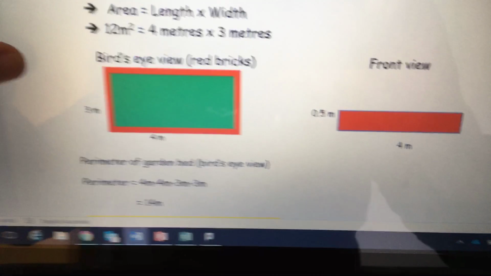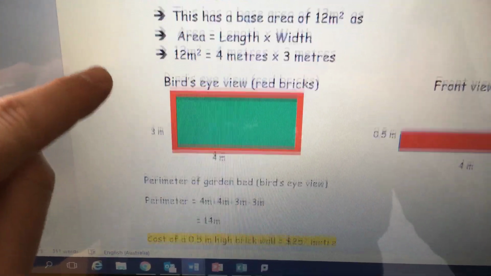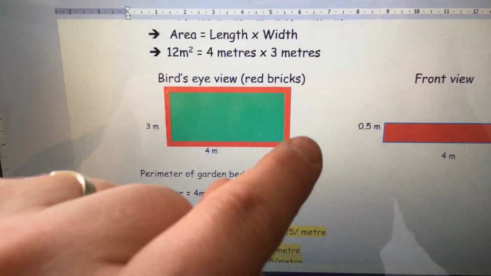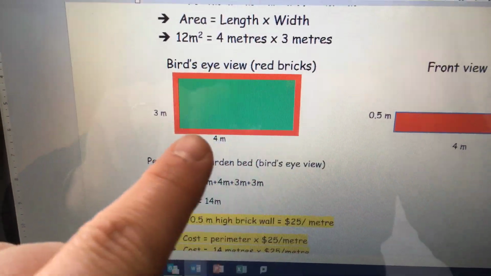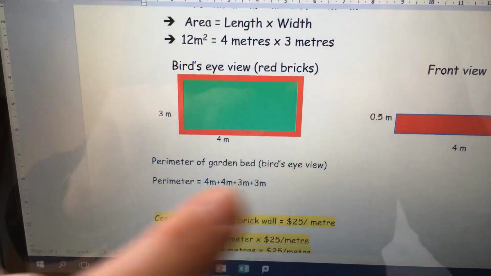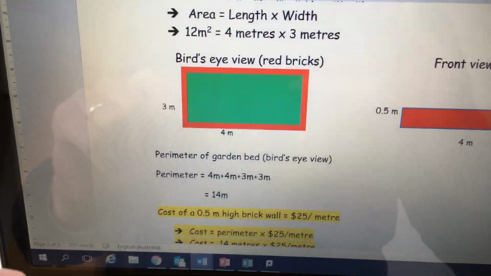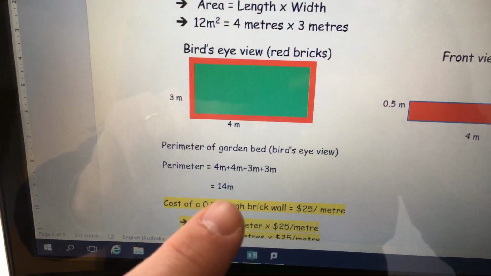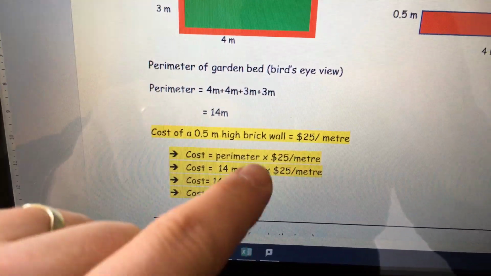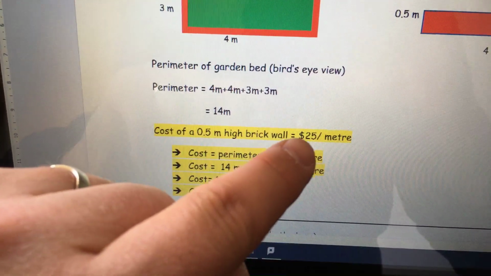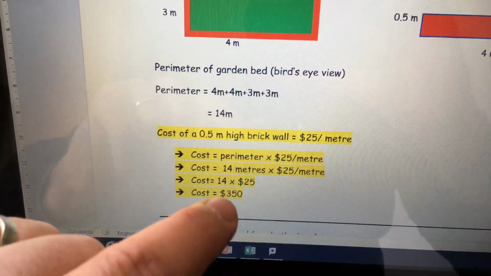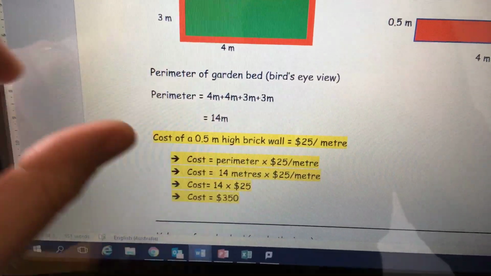The perimeter of the garden bed, if we use the bird's eye view, is basically the distance around the outside. So we've got 4 metres plus 4 metres plus 3 metres plus 3 metres, because it's a rectangle and opposite sides are equal. That gives us a total of 14 metres. Now I can use that to get my cost of the brick wall, because each metre is $25. So I've got 14 lots of $25. 14 times 25 gives me $350.